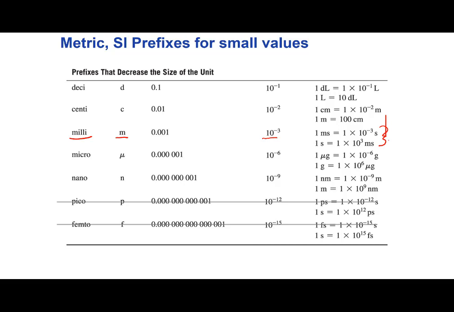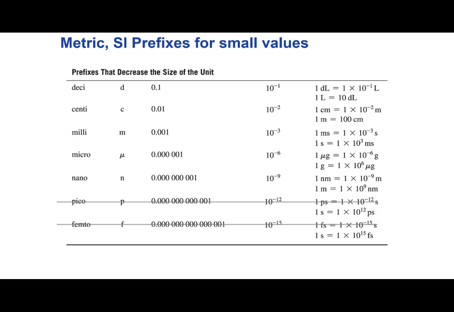The definitions over here on the right allow us to determine the equivalency, or what equals what. So in this particular case, a millisecond is equal to 10 to the minus 3 seconds. We can also multiply both sides of this equation by 1,000. And we can say that 1 second then is equal to 1 times 10 to the 3 milliseconds.